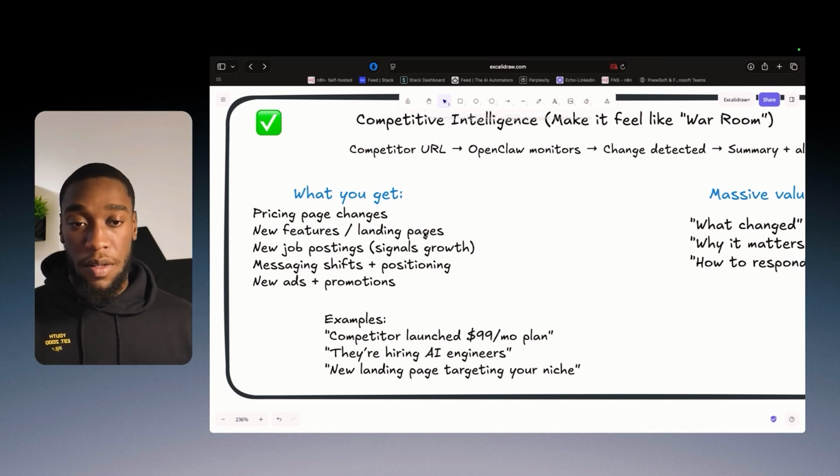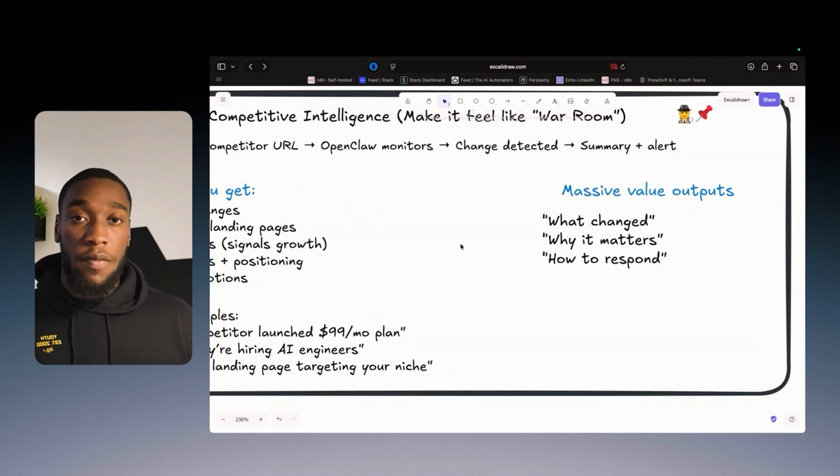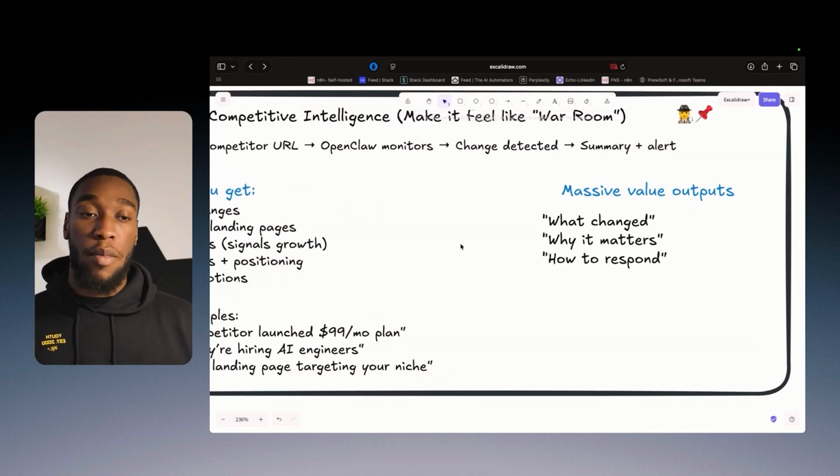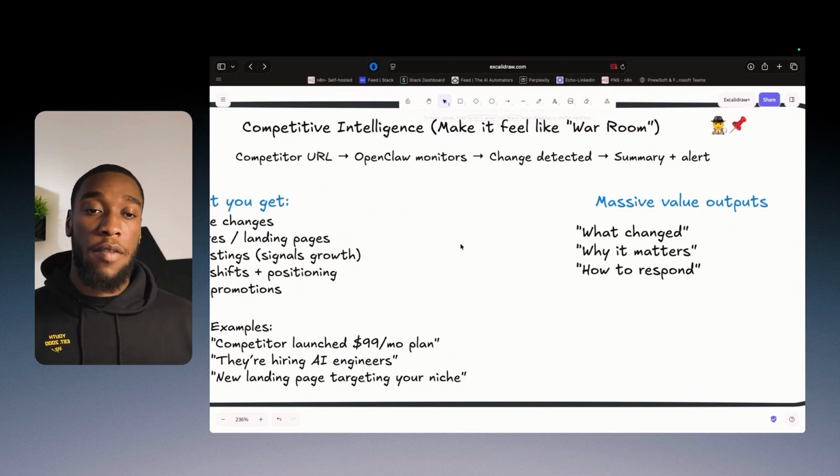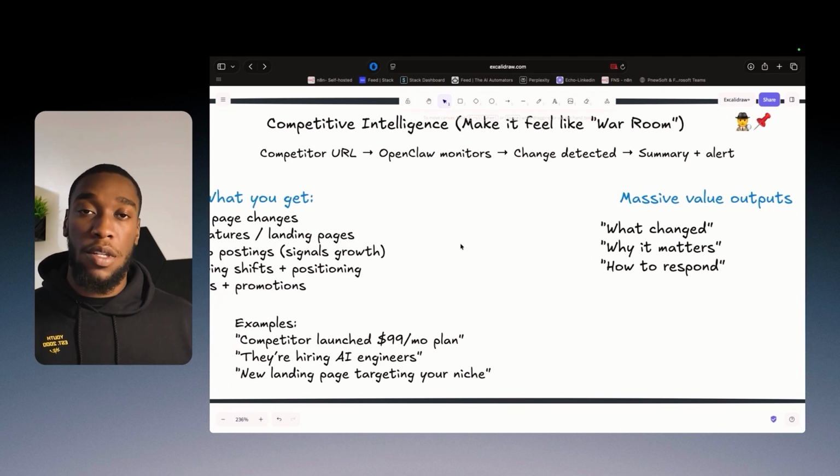So any messaging shifts, any positioning, and new ads and promotions that they might be running on their channel. A lot of the value here is derived from what changed, why it matters, and how to respond. So you can have internal meetings with your team to decide what's the next move.